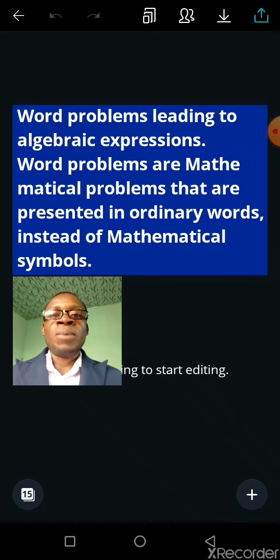Today we shall be looking at word problems leading to algebraic expressions. Word problems are mathematical problems that are represented in ordinary words instead of mathematical symbols.